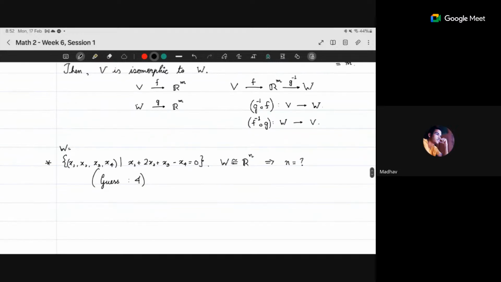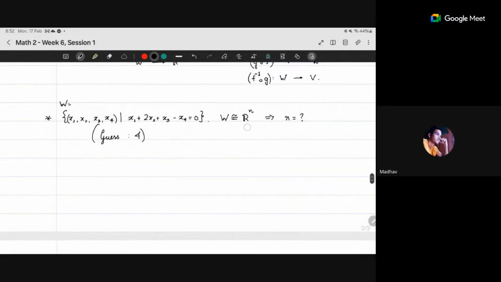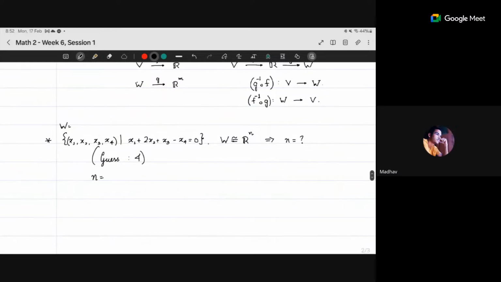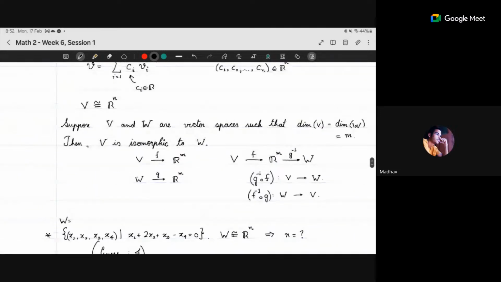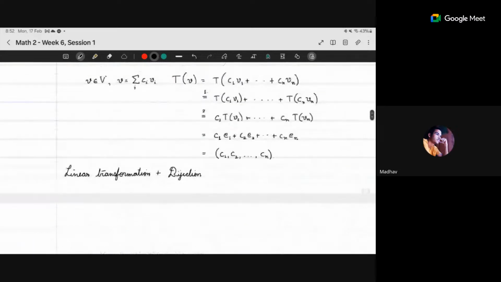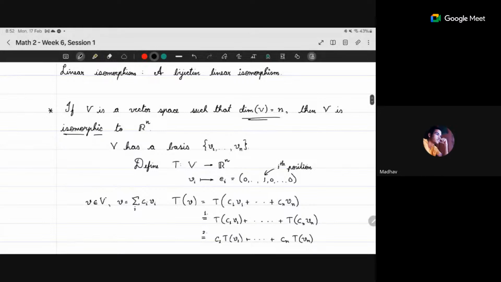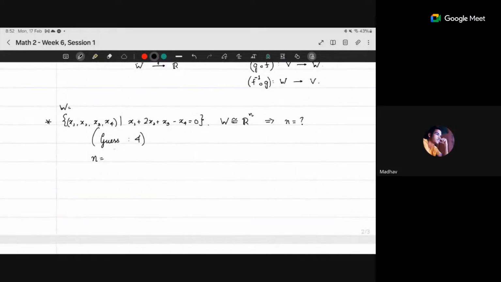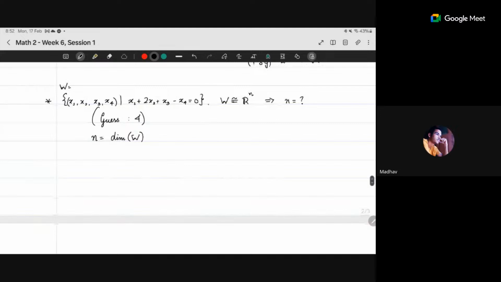Okay, now let's try to do it. When I say W is isomorphic to R to the n, what does this mean? N is what in terms of W? What have we proved over here? V is isomorphic to R to the n, where n was what? Dimension of V, right? So over here, if we say that W is isomorphic to Rn, then n has to be the dimension of W, correct?